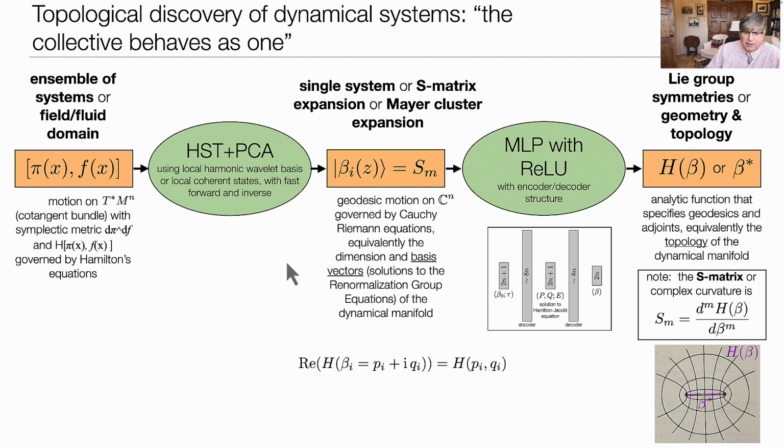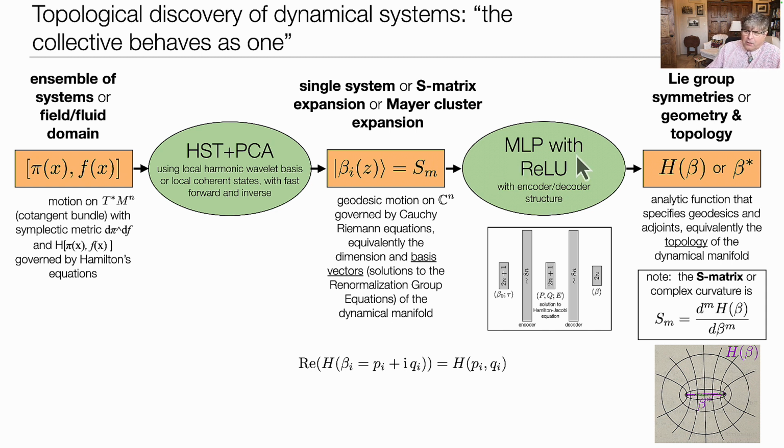The system of PDEs has now simply been reduced to a function, right? Just like a spectral transformation, it is a sort of deep spectral transformation. And again, these are solutions of the renormalization group equation, and it's equivalent to finding this dimension or the basis vectors, the solution to the renormalization group equation, right?